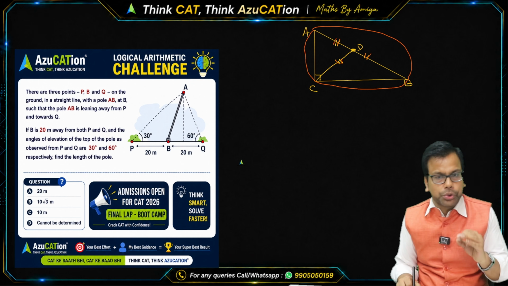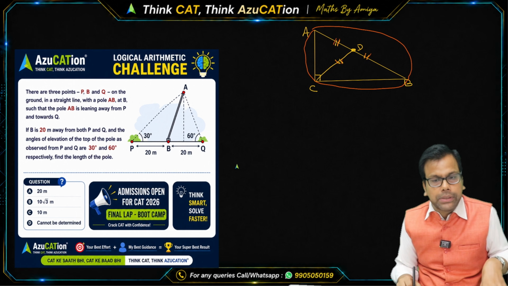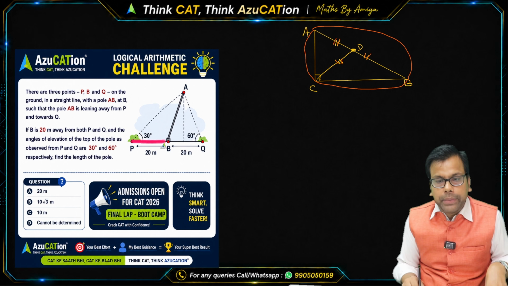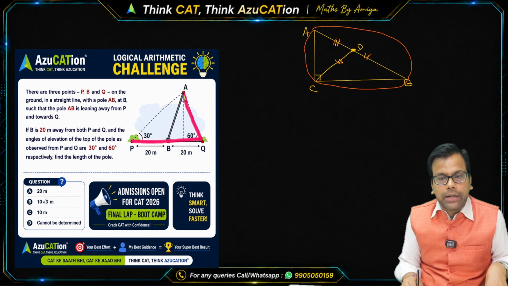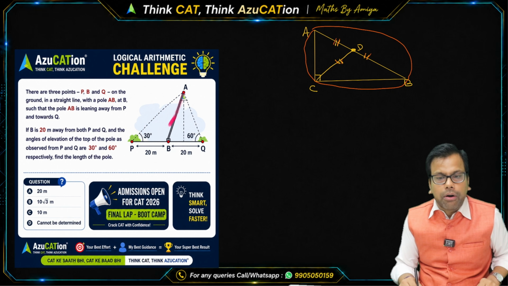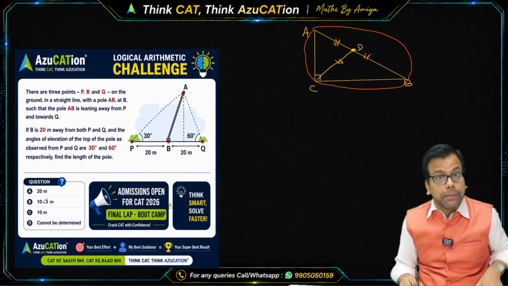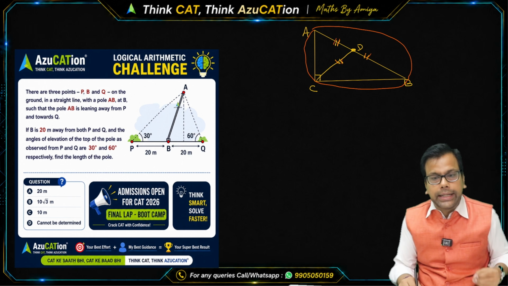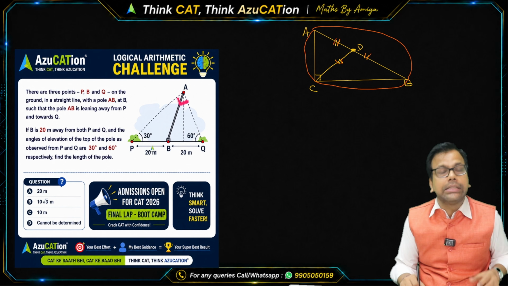If you see the question, which is quite similar to our concept, we have a base PQ and then we have a point A at the top. We need to find the length of AB. But check, it is 30 degree. It is 60 degree. The total is 90 degrees. So can we say here the angle is 90 degree?